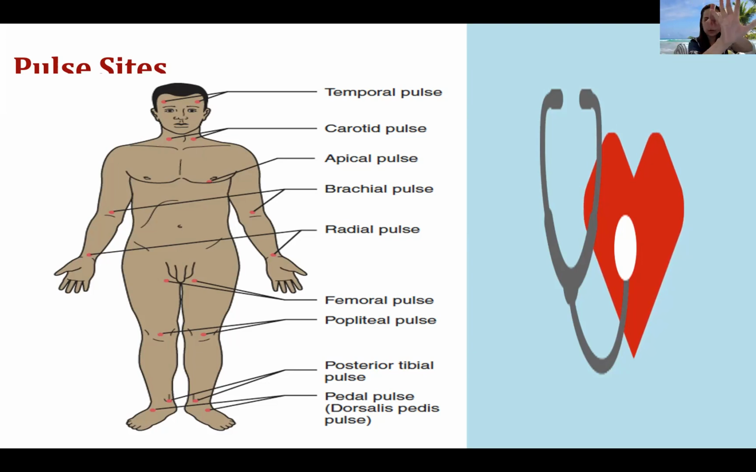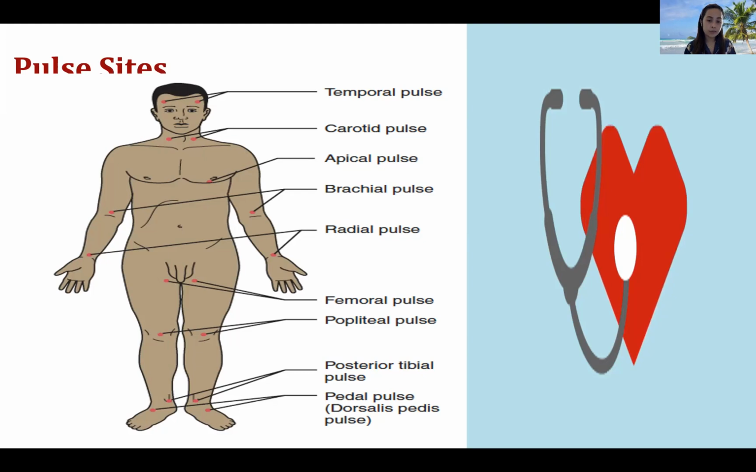Some students are confused about where the radial pulse is. Your radial pulse is in line with your thumb. So this is the radial pulse. And the one in line with your little finger is your ulnar pulse. So most of the time we are using the radial pulse for normal patients.